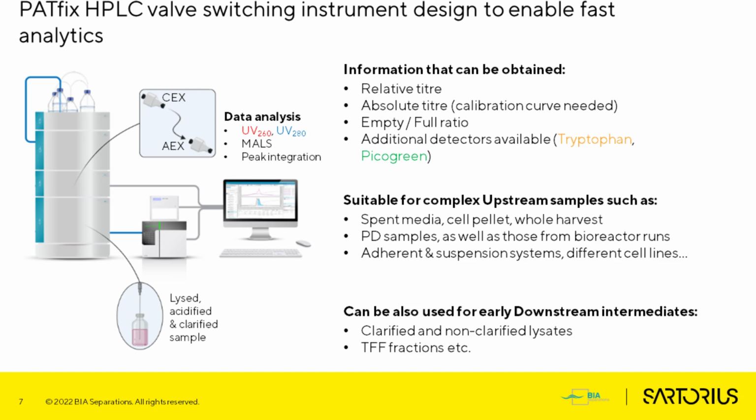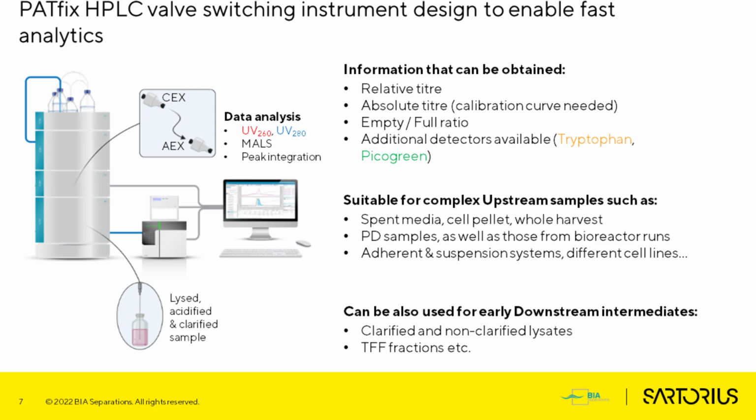For this particular purpose of testing upstream samples, which are rather complex compared to downstream samples, we developed a novel technique, which is called PATFIX HPLC valve switching. This is not an ordinary HPLC instrument in the sense that it contains not one but two columns that are combined together, and there is a valve which is able to switch between them. The first column is a cation exchange, which serves to capture the adeno-associated virus, and the second column is the one that actually performs the empty-full analytics.